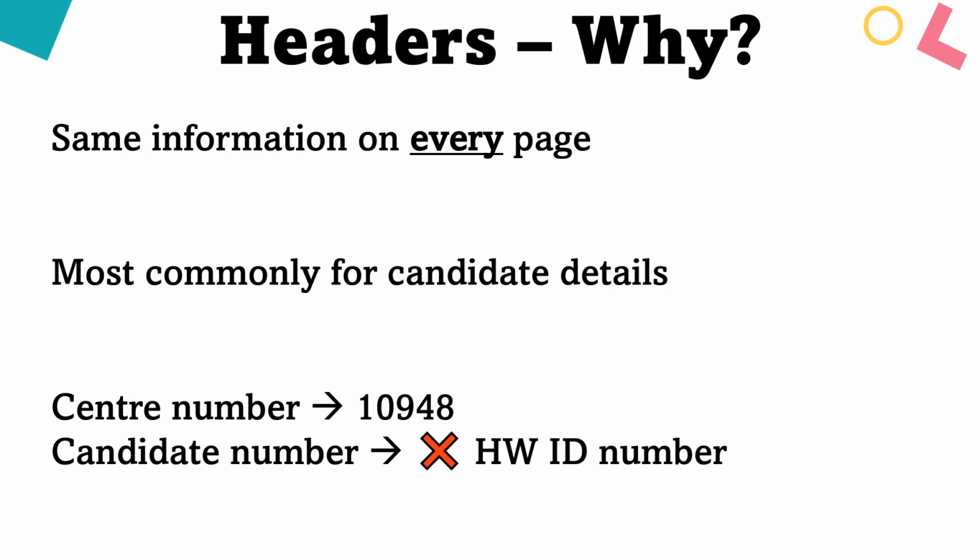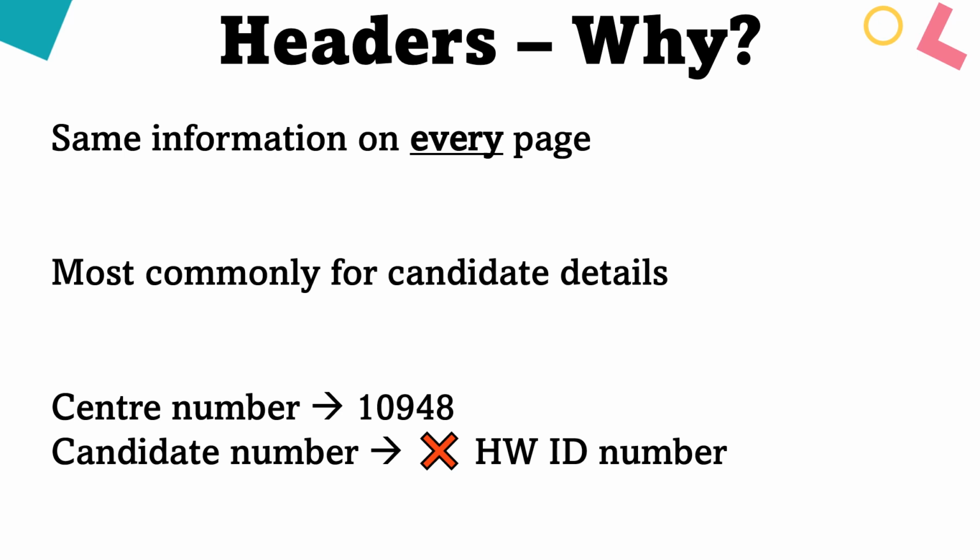These normally comprise of your full legal name, the centre number, which for Harris Westminster is 10948, the centre name, which is Harris Westminster Sixth Form, and your candidate number. Note that your candidate number is not the same as your ID number. Your ID number is the one on your ID card starting with HW. You can find your candidate number by looking at your exam timetable, as it will be displayed there. If you cannot find your candidate number for any reason, ask a member of staff who will be able to tell you it.